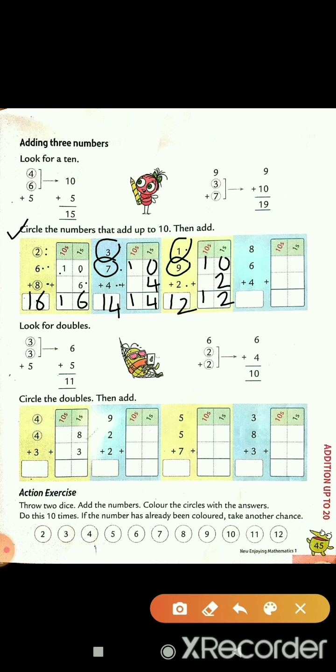Got it, students? This last one is your homework. You will do this in your textbook only. You have to look for a 10 first. Got it, students? Now, one more method is there, that is look for doubles. Let us understand this through an example.